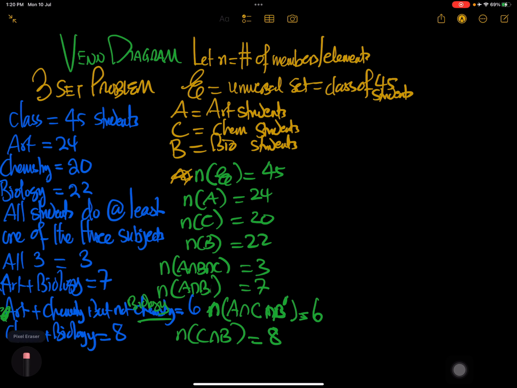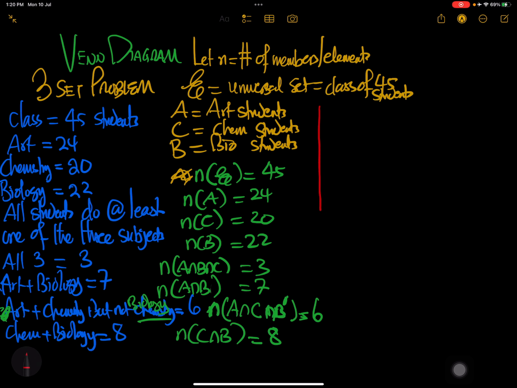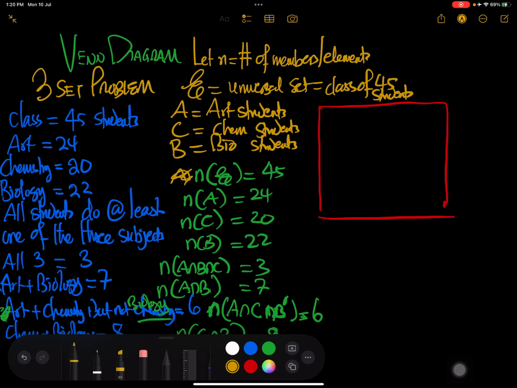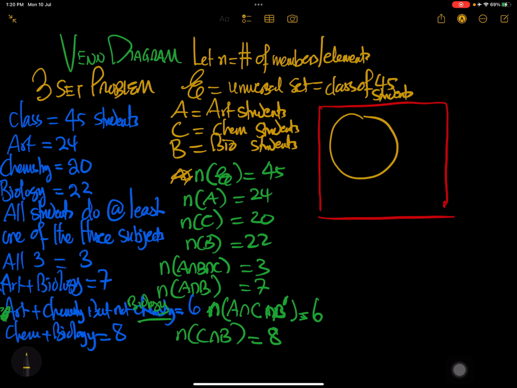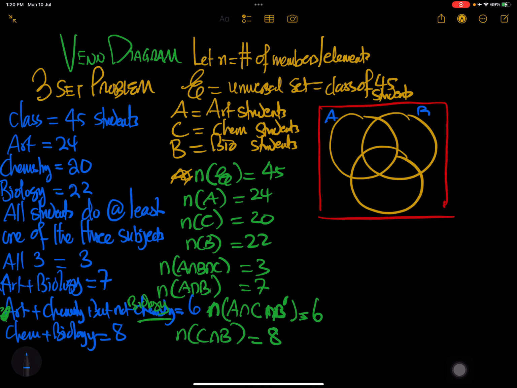Now I'm going to represent this on the Venn diagram. How do we do this representation? We can take this red color here and draw our rings, 3 of them. This is set A, set bio, and then set chemistry. The A there is our art. This is our universal set, and it is 45 students.